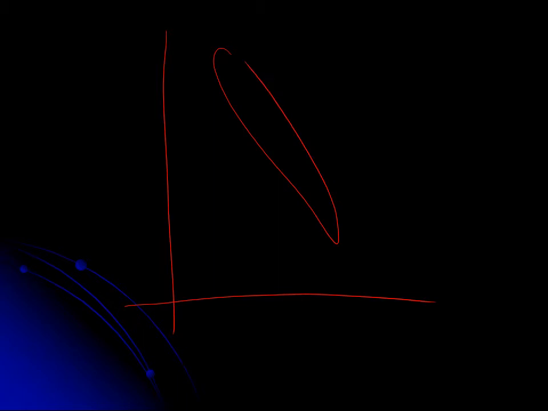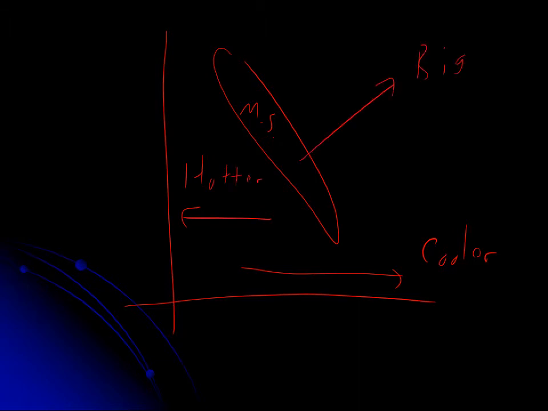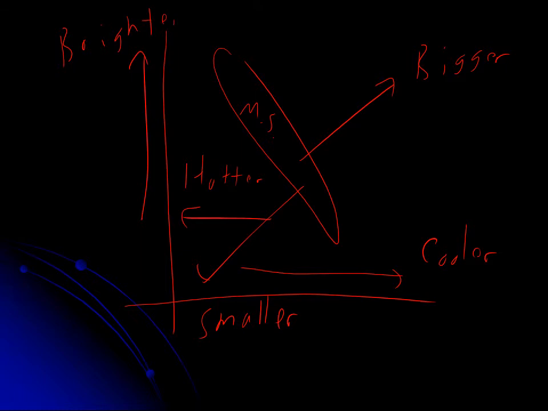So imagine the HR diagram. On the HR diagram, most stars are along here. That's the main sequence. Going this way is getting cooler. Going that way is hotter. Going this way is bigger. Going that way is smaller. Going that way is brighter. Going that way is dimmer.